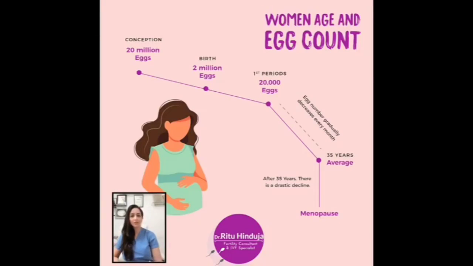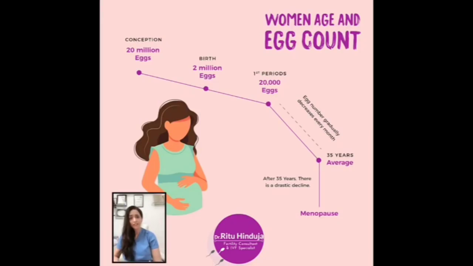Now talking about egg dynamics. The egg dynamics works somewhat like this. When a female fetus is conceived, she's conceived with around 20 million eggs. When a female child is born, she's born with around 2 million eggs. The first time around when she gets her periods or menses, she has around 20,000 eggs left inside her ovary.